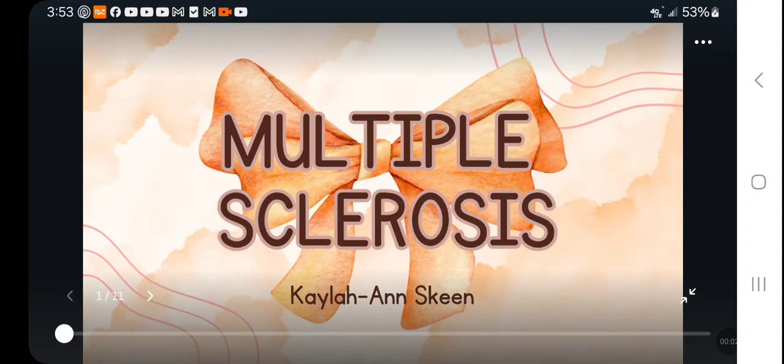Hello everybody, and today I'm going to be talking about multiple sclerosis. This slideshow looks totally different than my other ones. It is orange, and almost every slideshow that I do is a nice vintage brown. But my class told me that I should use more color in mine, so I decided to use orange. And you'll see why orange is the color in a second.